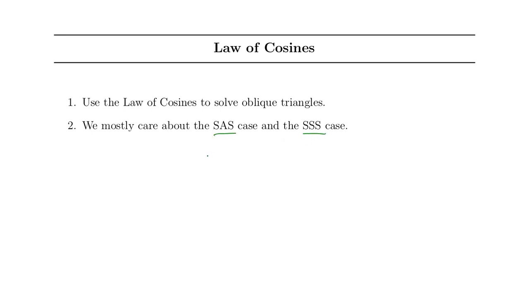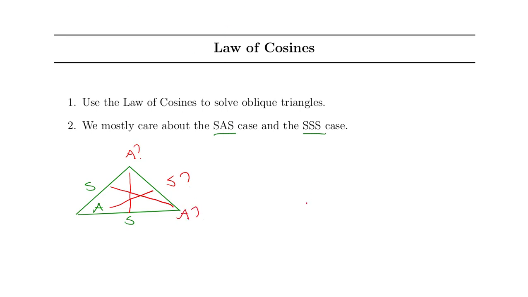Remember the SAS case? If I draw it, it looked something like this, where we have a side length, an angle, and a side length. And the problem was we didn't have this connection between an angle and its opposite side length, right? In all three of these, we're missing a piece, whether we're missing the side length over here that we don't know, or an angle here that we don't know, or an angle here that we don't know.